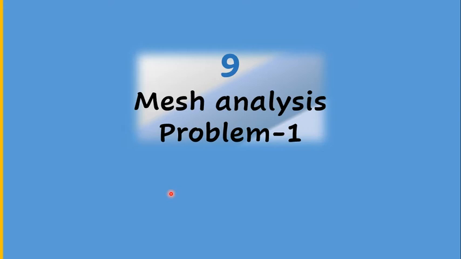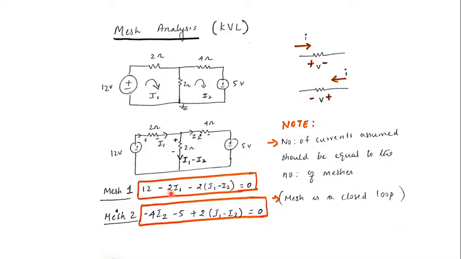Let's solve a circuit using mesh analysis. Here is a circuit, and mesh analysis is nothing but KVL, that's Kirchhoff's voltage law. In KVL, we have to assume the voltage drops, plus or minus. How do we assume it? When the current is flowing through a resistor, or an element which is going to give a voltage drop, there will be a plus and a minus voltage drop.